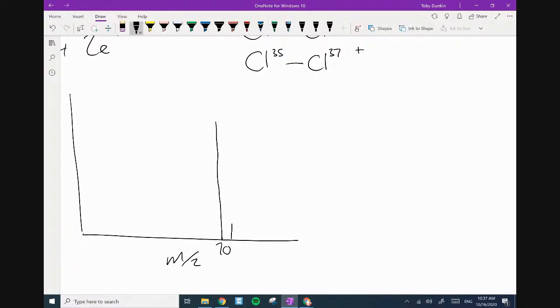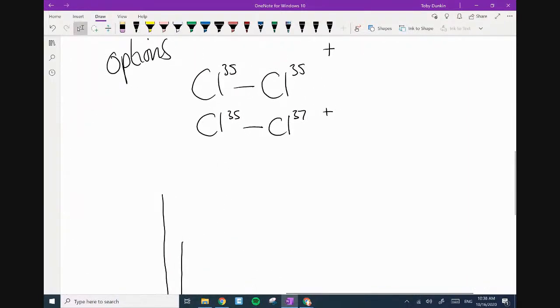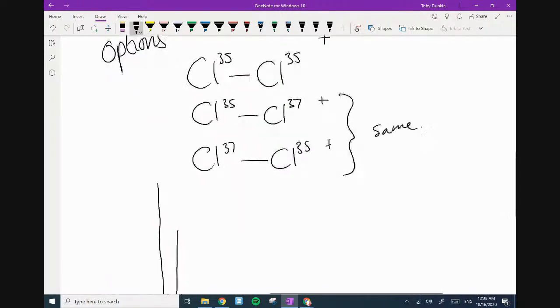That would have given me a peak at 72. This is where I need to move my numbers over. This is 70. This is 72. I had another option. I could have also had chlorine 37 bonded to chlorine 35. Now, the great thing is these two are the same, so it makes no difference. But I'm going to come back to that later.